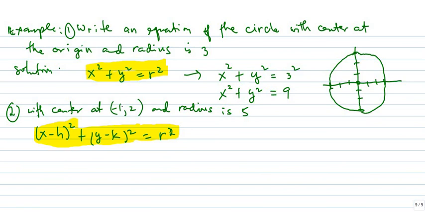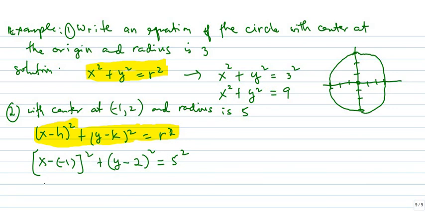So this time, this -1 will be our h, and then this 2 will be our k. So x minus -1, squared, plus y minus our k, which is 2, squared. Our h equals -1, that is why we have here -1. And then this is equivalent to our radius, which is of course 5, so 5 squared.